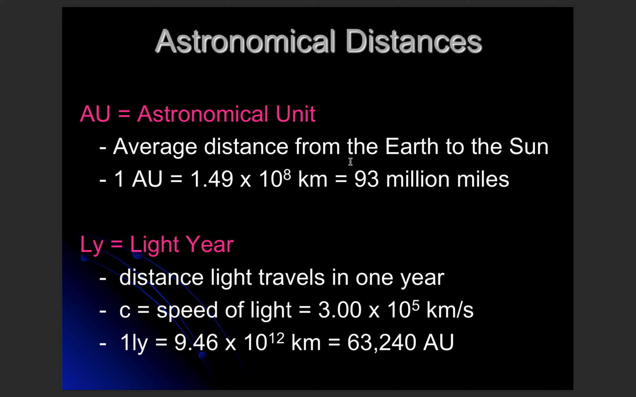So if we want to know the distance to Jupiter, we could represent that in terms of AU, or astronomical units. But to represent distances that are even further, let's say to the nearest star, we would use the unit of a light year. A light year, represented as Ly, is the distance that light travels in 1 year. Now it's important to know that the speed of light, or lowercase c, is equal to 3 times 10 to the 5th kilometers per second. This tells us that 1 light year is approximately 9.5 times 10 to the 12 kilometers, or about 63,000 astronomical units.